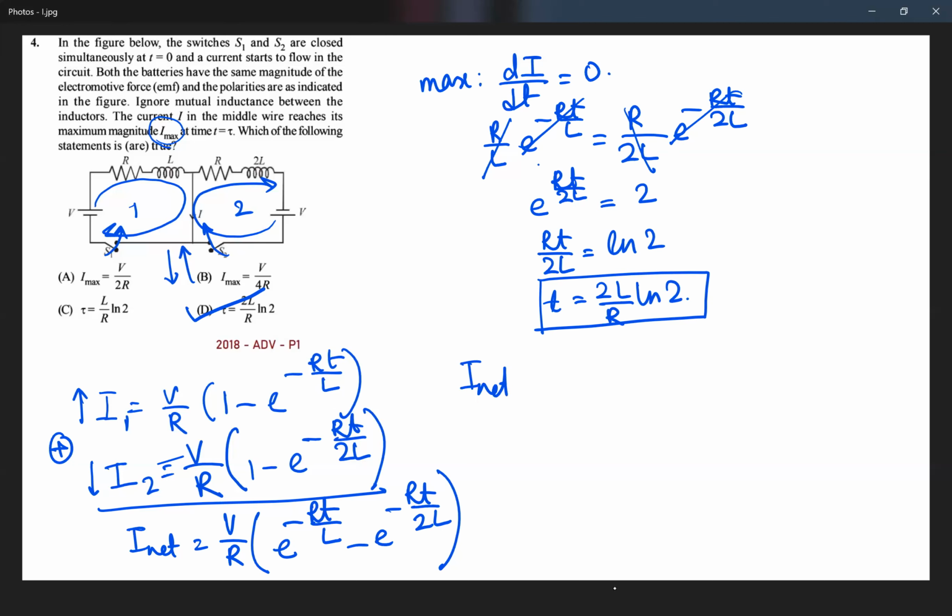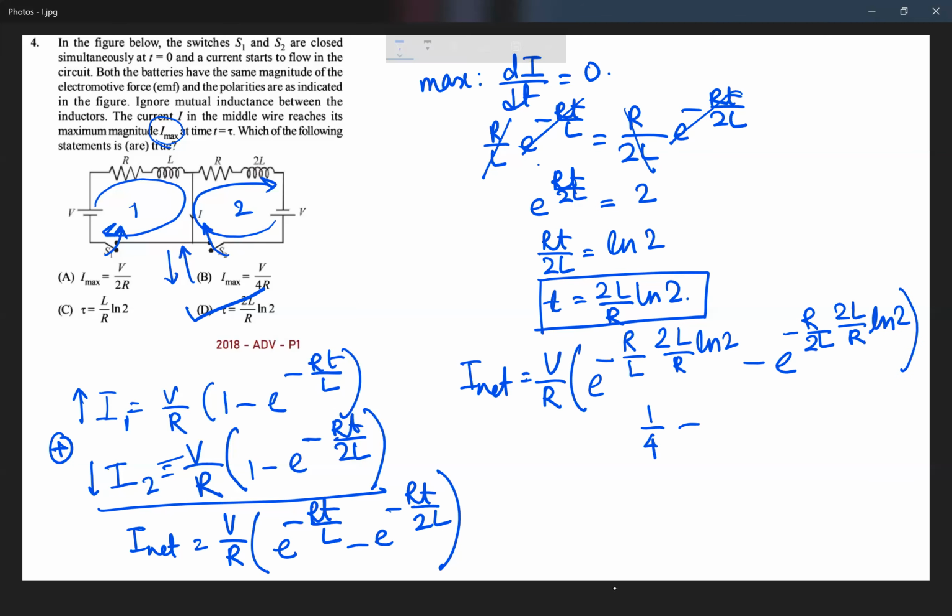So I net is equal to V divided by R. Put T is equal to 2L by R log 2. So if you put that over here, you will get e to the power minus R by L into 2L divided by R into log 2, which is just basically equal to 1 by 4. Minus e to the power minus RT divided by 2L, which is equal to minus R divided by 2L into 2L divided by R into log 2, which is just basically equal to 1 by 2. So the total amount of current in the circuit will be equal to V divided by 4R. We have a minus sign just to represent the direction. The net current will be equal to V divided by 4R.